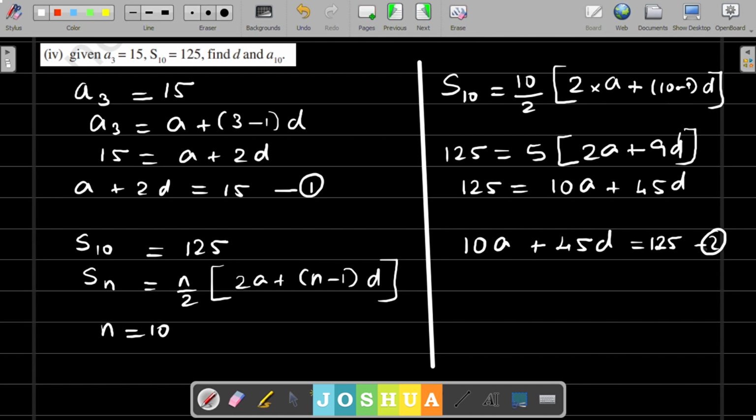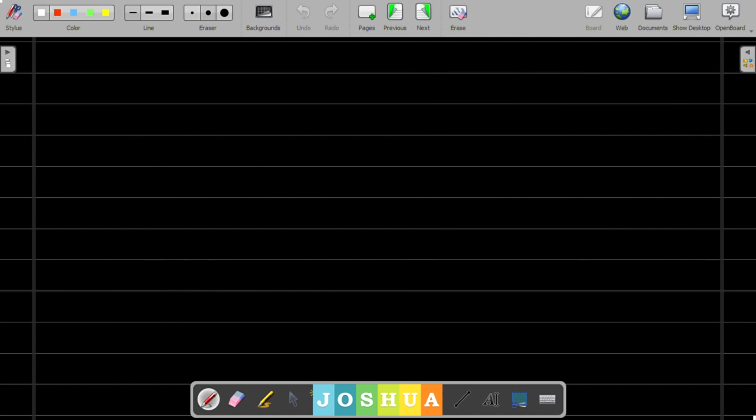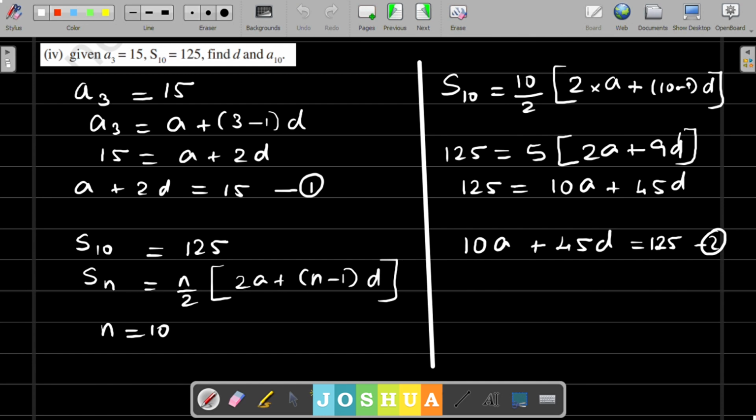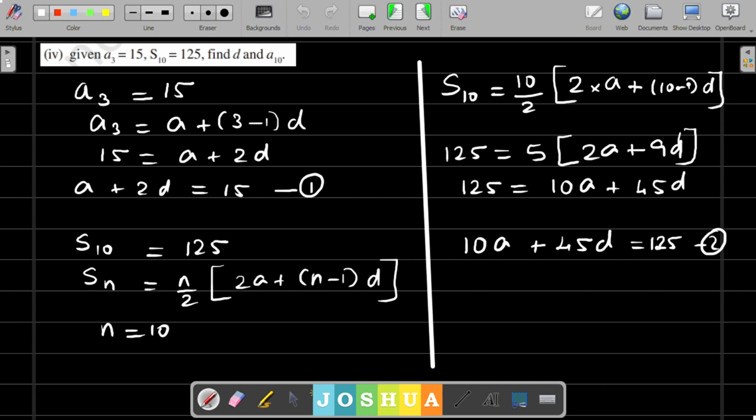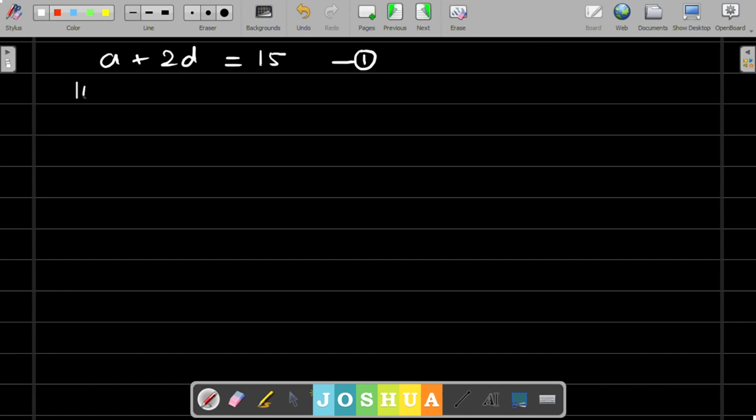Now I am taking these two equations to the next page and we are going to solve them here. So equation 1 is a plus 2d equal to 15. That is equation number 1. Now I take the second equation. What is the second equation? 10a plus 45d equal to 125. This is equation number 2.